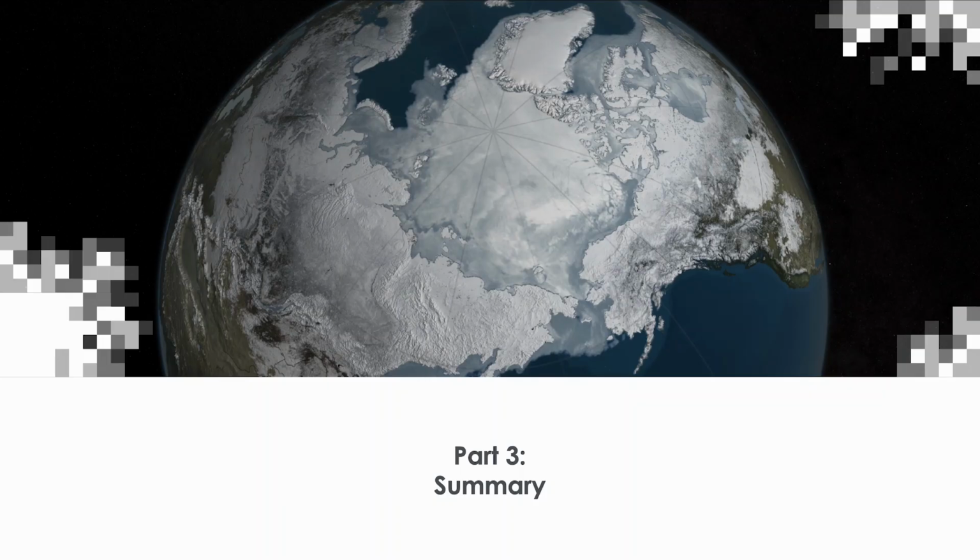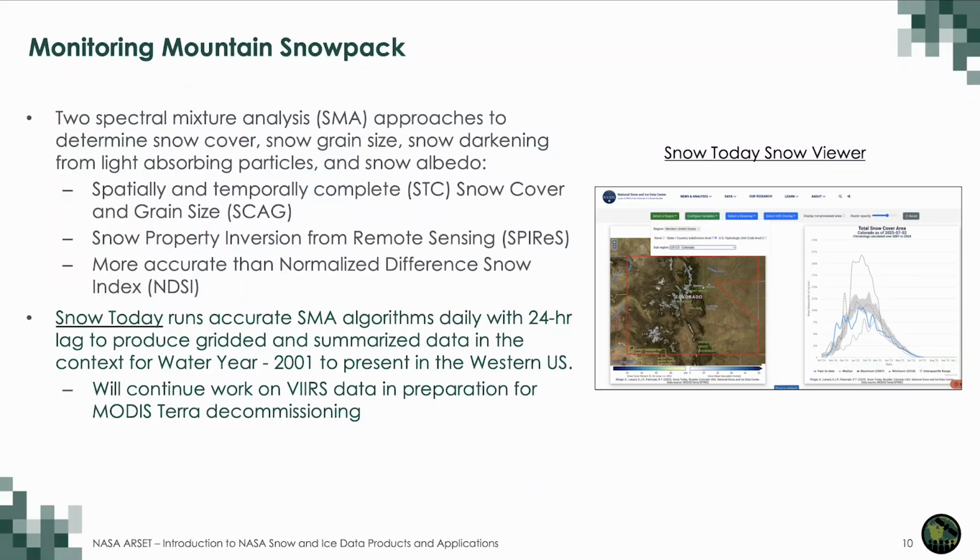Just to summarize what we saw today, we reviewed two spectral mixture analysis, or SMA, approaches to determine snow cover, snow grain size, snow darkening from light absorbing particles, and snow albedo. These two methods are spatially and temporally complete snow cover and grain size, or STC SCAG, and snow property inversion from remote sensing, or SPIRES. As Karl mentioned, both these SMA methods are more accurate than normalized difference snow index.